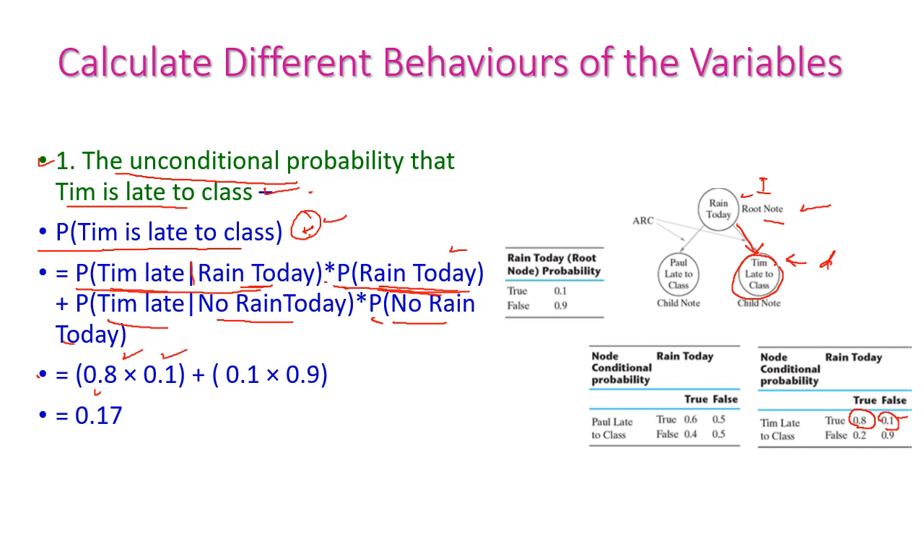Plus Tim late to class with no rain today. Rain is false, but Tim is late to class. This value is 0.1, and the no rain today value is 0.9. So the value is 0.17.